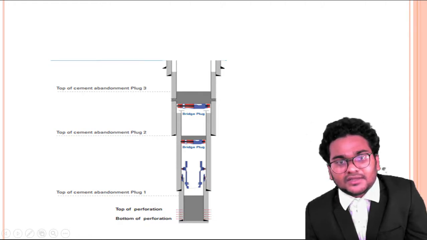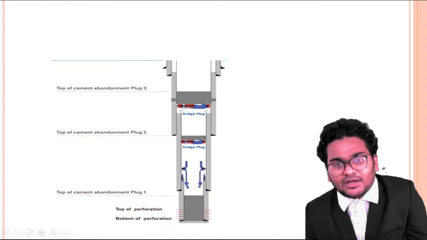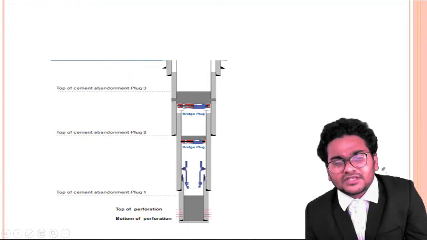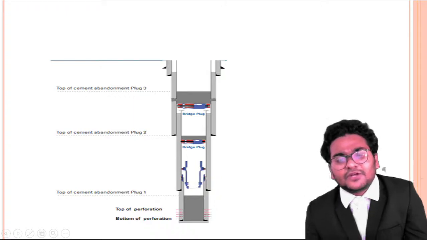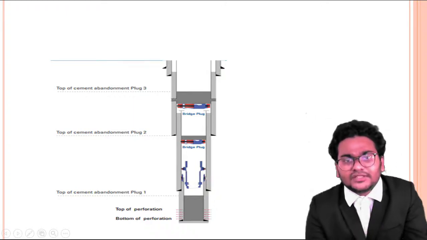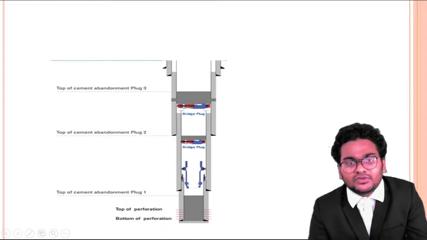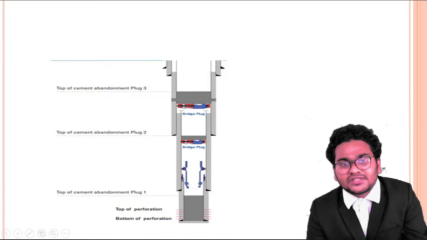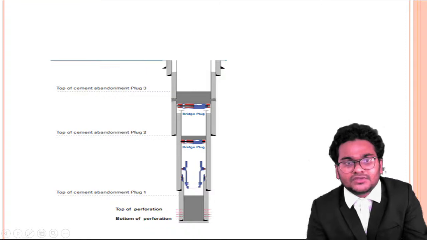The third plug is one more safety plug. This is just below the surface casing. The surface casing is the casing we use to isolate our water table from the well. So there we keep one more plug, so that the oil or gas coming from here will not enter the outside surface area. So these are the three plugs.